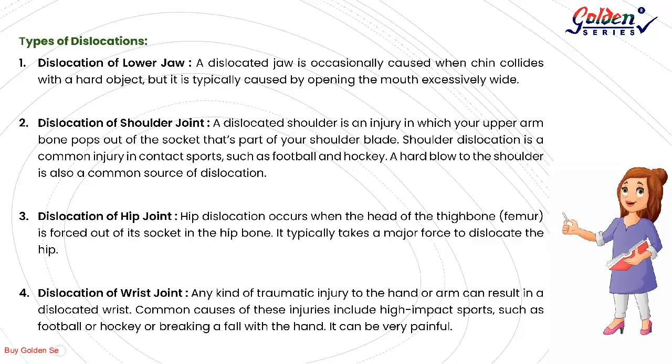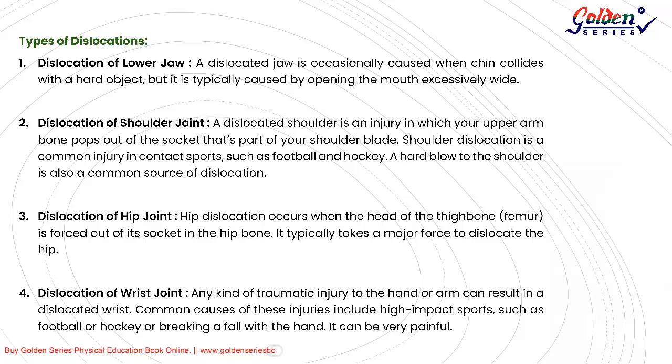Number 4. Dislocation of wrist joint. Any kind of traumatic injury to the hand or arm can result in a dislocated wrist. Common causes of these injuries include high-impact sports, such as football or hockey, or breaking a fall with the hand. It can be very painful.